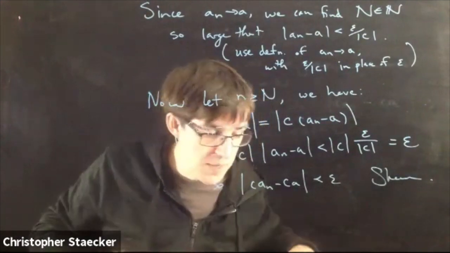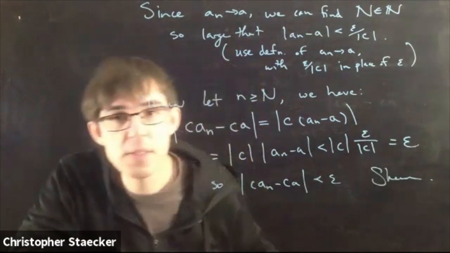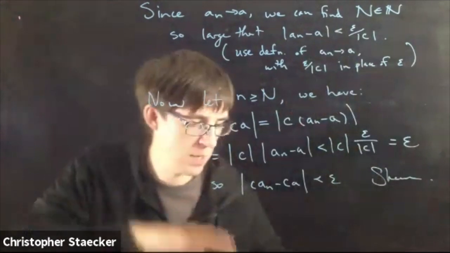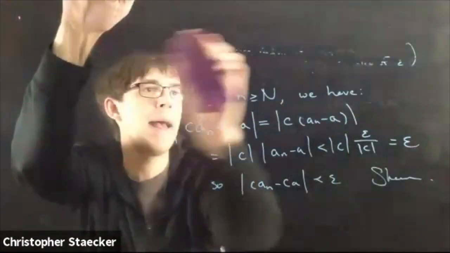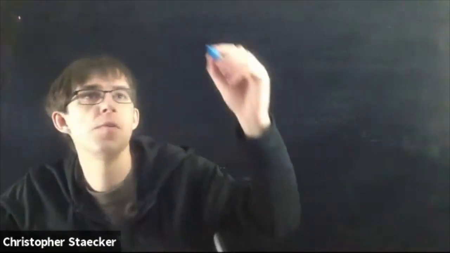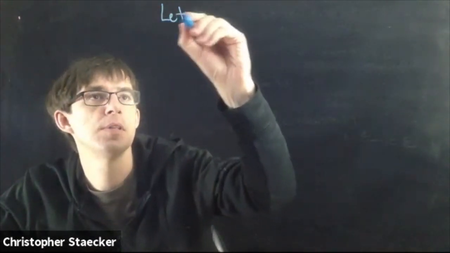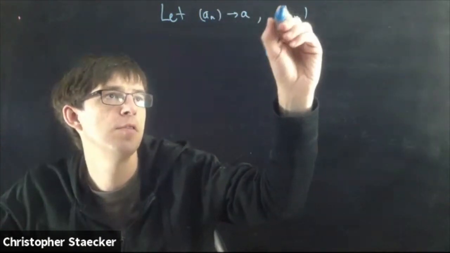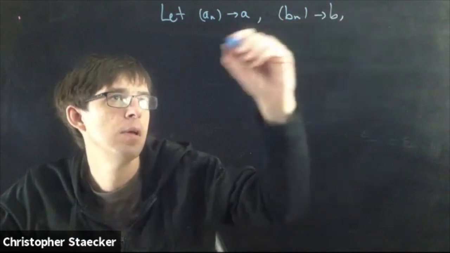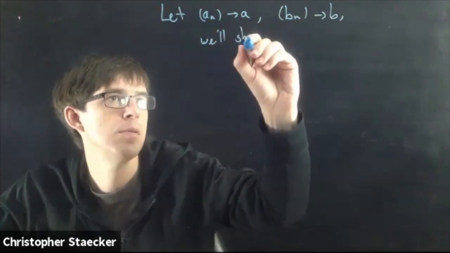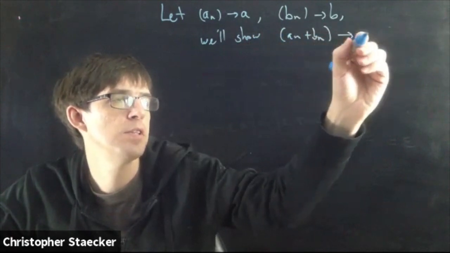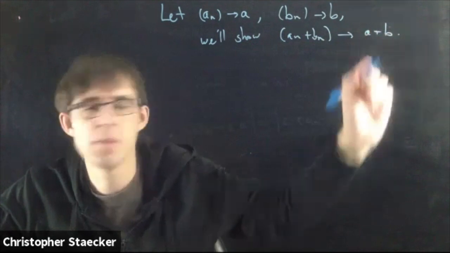All right, let's talk about the second one. The first was about multiplying a sequence by a constant, where we used this kind of trick. Let's try the second one, which is about adding two sequences together. So I'm going to say let AN converge to A and BN converge to B. And then we'll show that AN plus BN converges to A plus B, right?